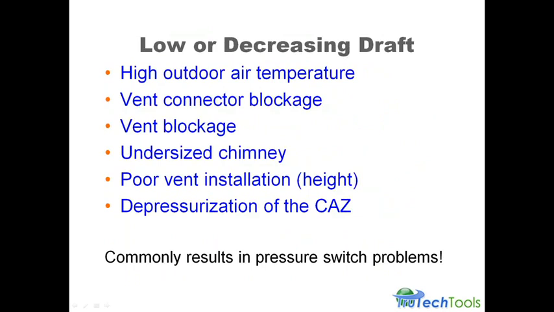Lower, decreasing draft. Well, low draft is typically caused by too high of an outdoor air temperature in the summertime. That's very common. Vent connector blockage, vent blockage, undersized chimney. That's very typical. Guys put the wrong size flue pipe or wrong size chimney in. The vent installation is screwed up. It's too small or not the right height, or not the right height for the building. So you need to look at the venting tables and the vent and figure out if it's done properly. Or depressurization of the combustion air zone. And typically, these are going to result in nuisance pressure switch problems on modern furnaces.